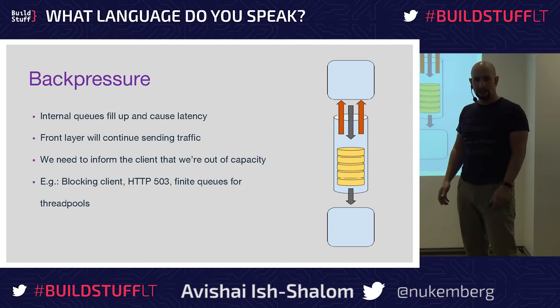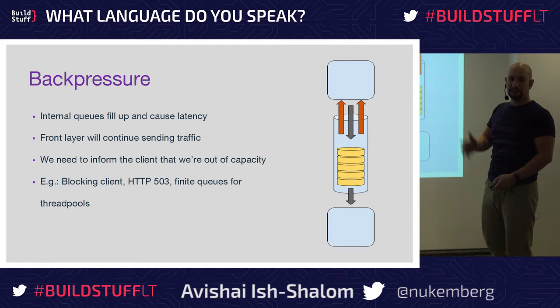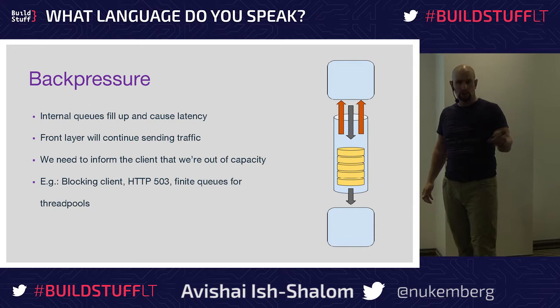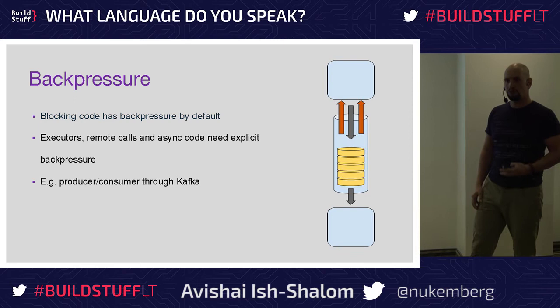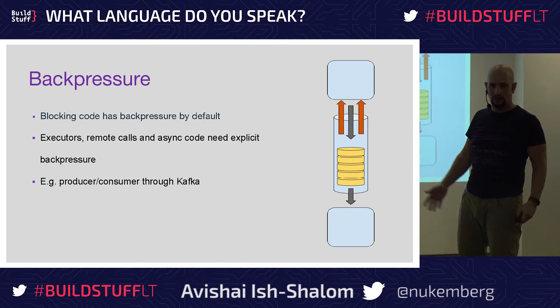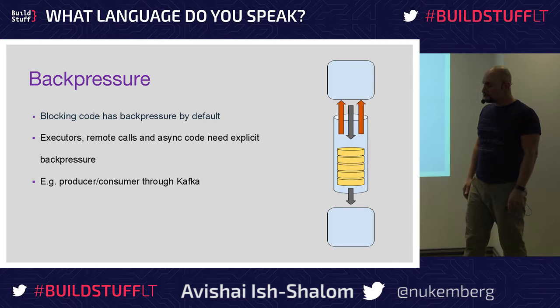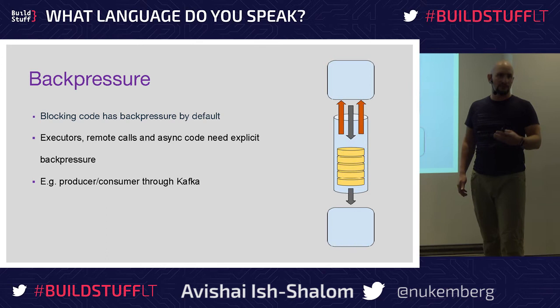A lot of protocols actually support this. In HTTP, it's the 503 response. If you propagate this properly in the system, then your system will behave properly and it will load shed. If you don't, load will queue up inside the system and you will suffer from high latency and probably out of memory errors and so on. So a blocking system, blocking code, threaded code, synchronous code, has back pressure by default. How? Because it's blocking. When you block your client, which blocks its clients, and so on, it's basically a domino effect, and you get back pressure by default. When you're talking about asynchronous stuff, like executors, futures, remote calls, and so on, they don't have back pressure by default, and you have to design for it and put it in place. For example, you actually have to handle 503s properly, which most people don't.